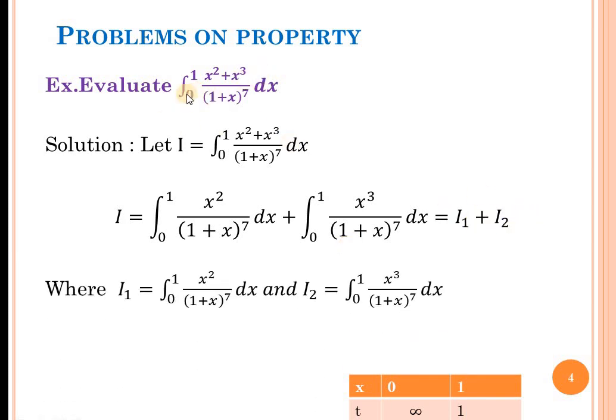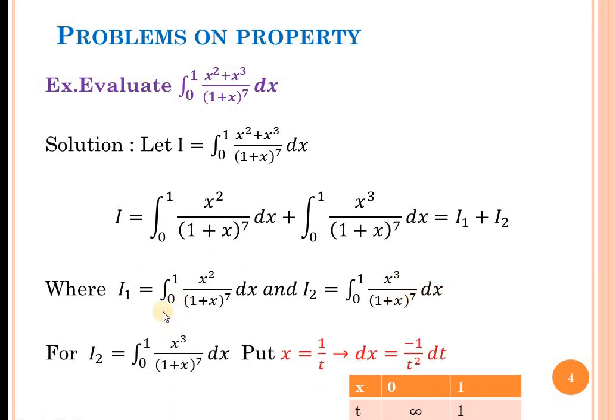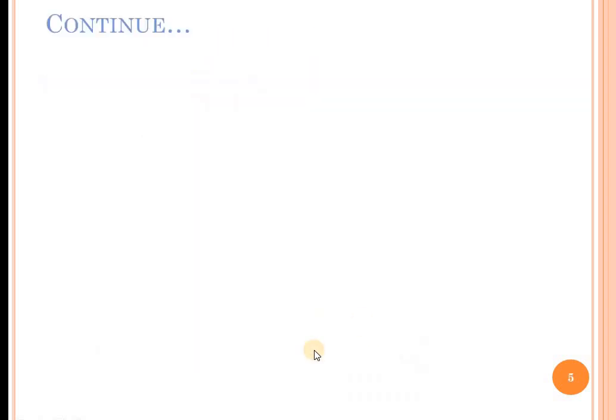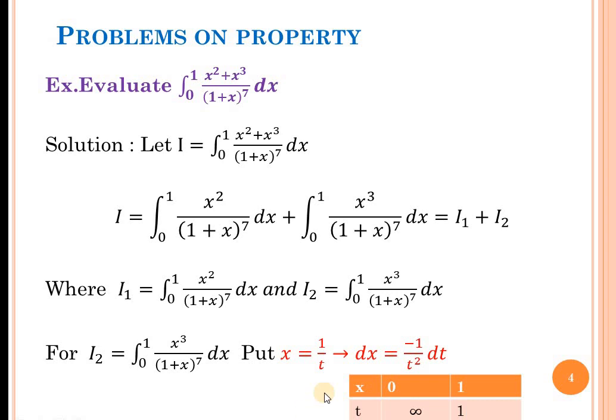Now, to apply the formula, we require the limit 0 to infinity. So in the second integral I2, we write the integral from 0 to 1 of x³ upon (1 + x)^7 dx. The first integral stays as it is. In I2 we use a substitution: x = 1/t, and dx becomes -1/t² dt.